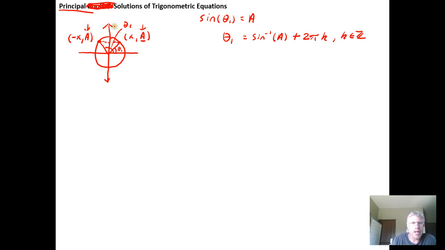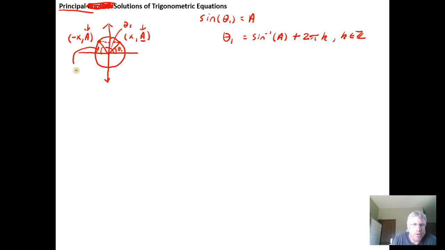And what we want to recognize is the relationship between theta 2 and theta 1. So when I reflect this point over here, I'm reflecting this terminal side over to a new terminal side, so this angle is getting reflected over. So this angle right here, the measure of it, that's the reference angle.